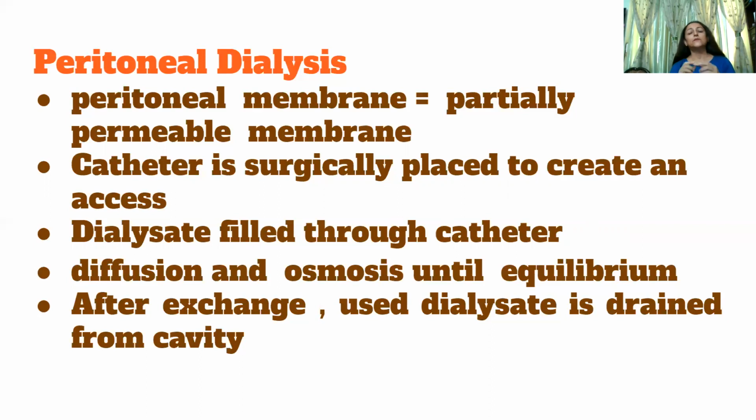Osmosis is the movement of any fluid or liquid from the thicker concentration to something which is not that thick. For example, if the level of sodium is very high in the blood, we will keep the level low in the dialysate. So the sodium will be pushed out of the blood to maintain an equilibrium. So this process is known as osmosis. And after the exchange, used dialysate is drained from the cavity.